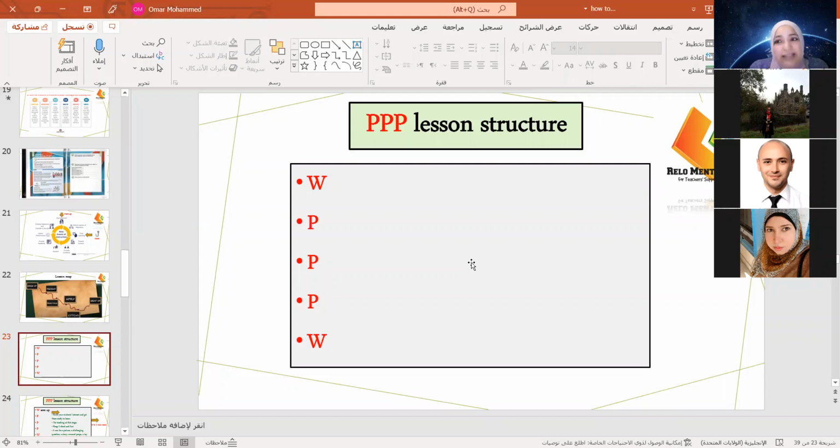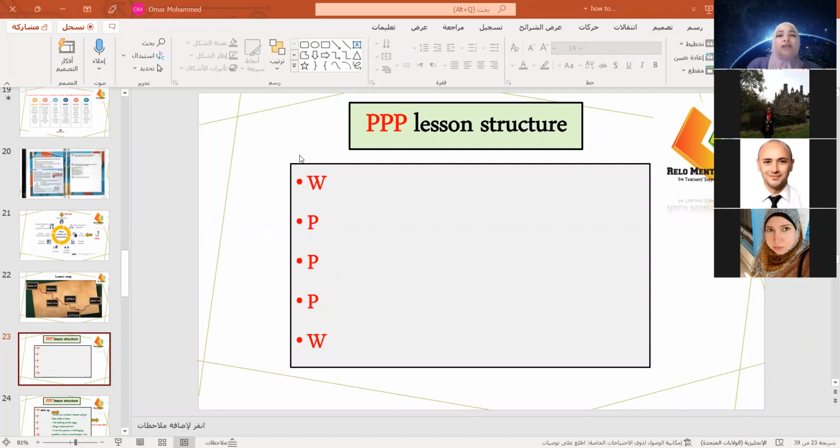The second stage. This is the second stage. Do you still have your paper? You still have your paper or not? Yes, we've got a lot of paper in here. So what about the others? Is everybody ready with a pen and paper?